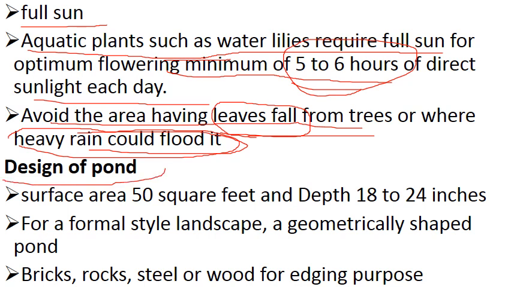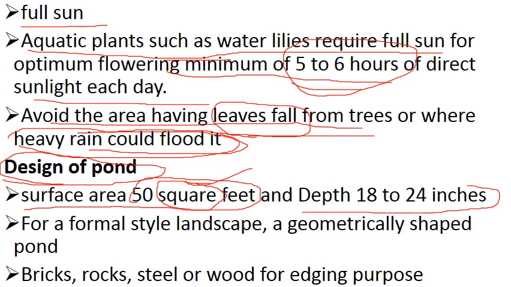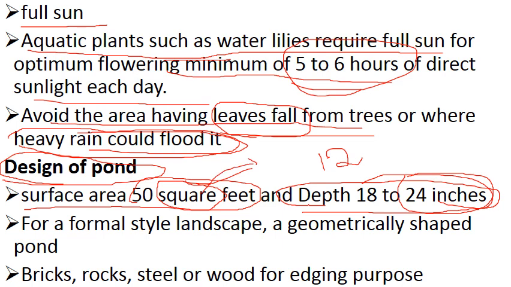Then comes the design of the pond. That water resource we should design. The surface area of the pond should be 50 square feet, meaning area in square feet. The depth should be 18 to 24 inches, around 2 feet. You know the conversion: 1 foot is around 12 inches. If we convert feet into meters, 1 meter is around 3.2 feet, and 1 inch is around 2.5 centimeters. You should remember these conversions, they are important.